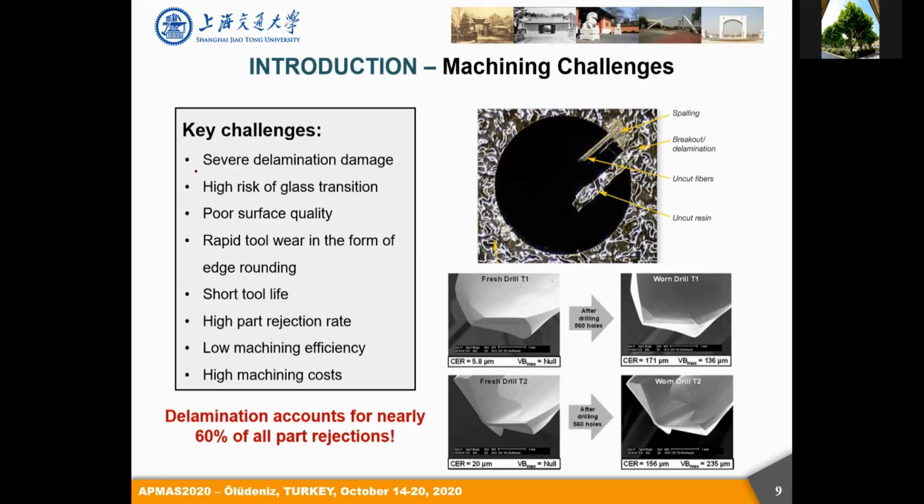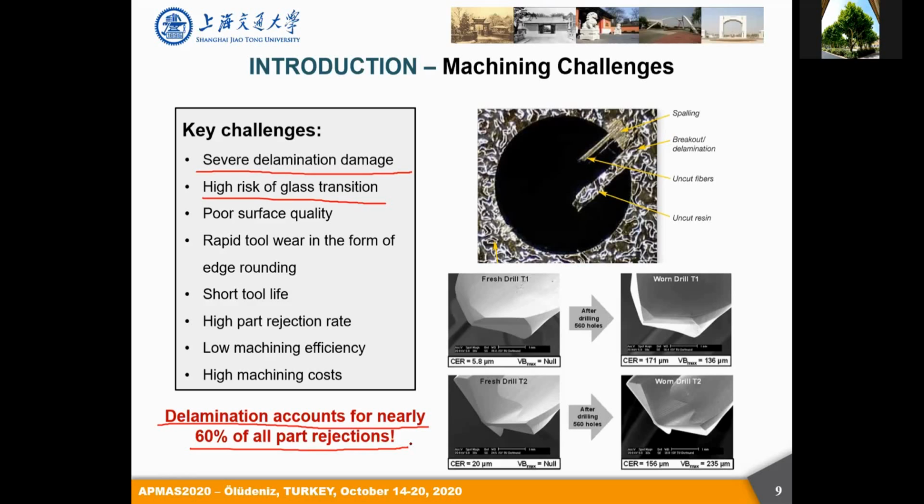For example, machining high-strength composite materials will entail severe delamination damage and a higher risk of glass transition for the polymer matrix. And it should also be noted that delamination damage is regarded as a critical failure in the scientific literature, and it accounts for nearly 16% of all composite part rejections, particularly in the aerospace fields.